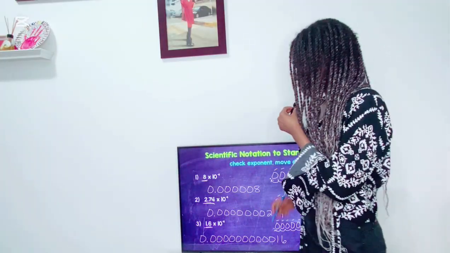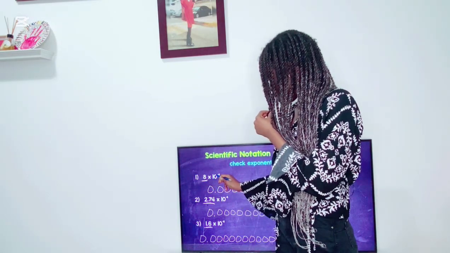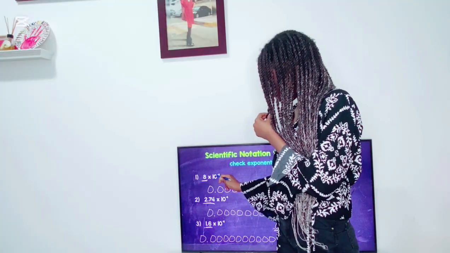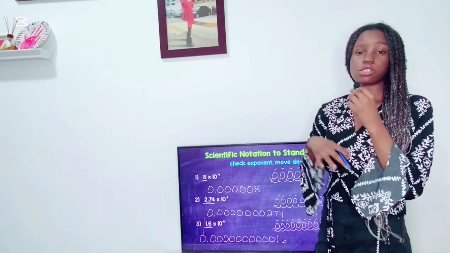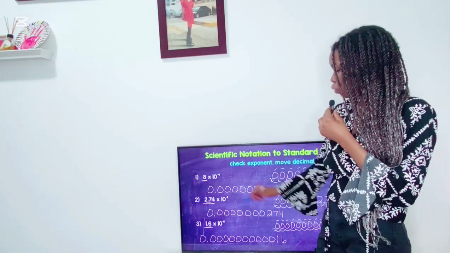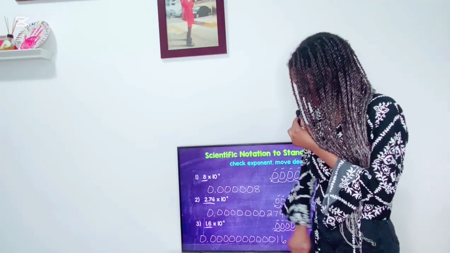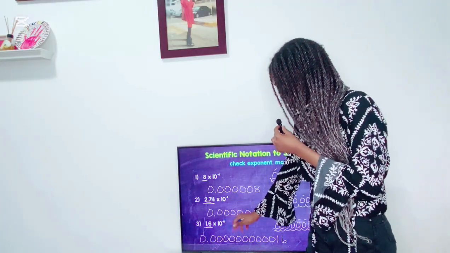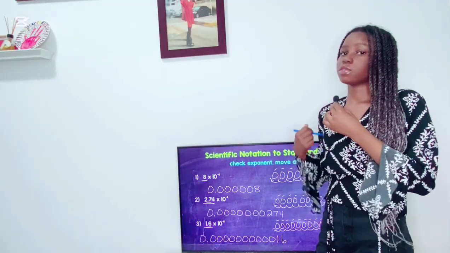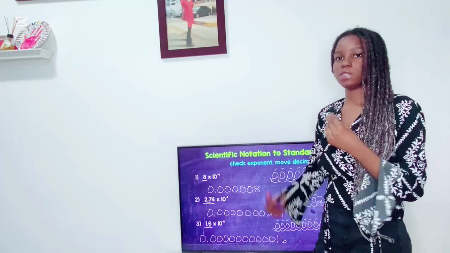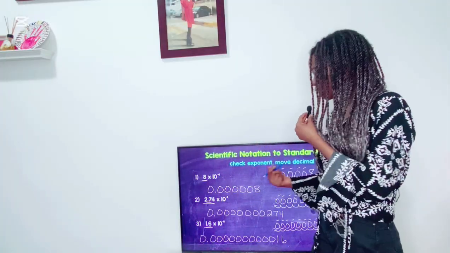For number one, we have 8 times 10 raised to the power of negative 6, so we have a negative 6. Before we start solving, let's take a look at our rule, which is to check the exponent. What is the exponent here? Negative 6. Then move the decimal. You may be wondering, how do we move the decimal, or which direction do we move it? It all depends on whether you have a negative exponent or a positive exponent.